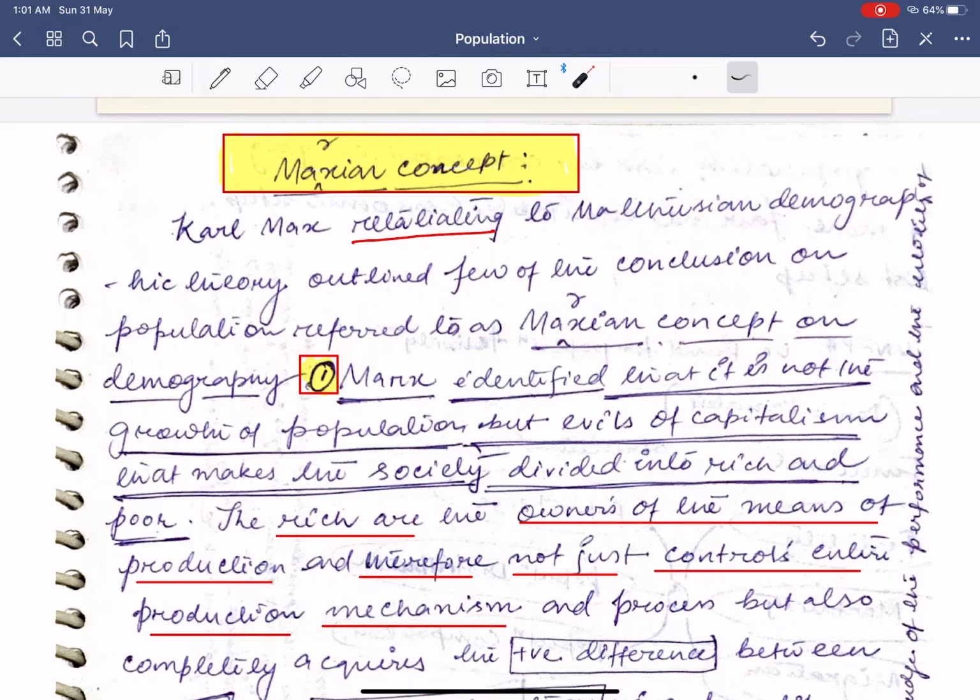First point is that Marx identified that it is not the growth of population but the evils of capitalism. Marx directly attacked capitalism, which makes society divided into the rich and the poor. Malthus said that if the population increases, then there would be rich and poor. But Marx said that it is in the capitalistic society that a rich and a poor exist.